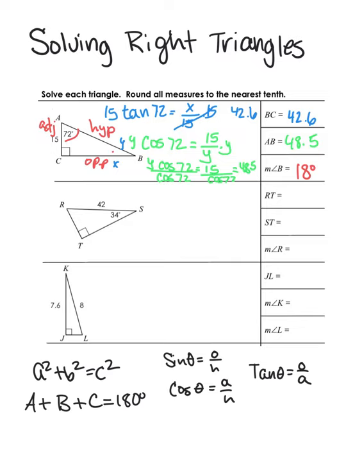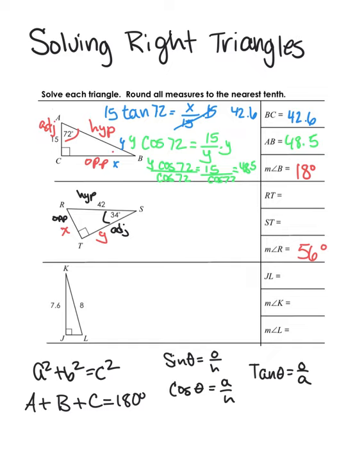Okay, my next problem. Again, the easiest thing for me to find is my missing angle, because the three angles in any triangle add up to 180 degrees. So my two non-right angles add up to 90. They are complementary angles. So my missing angle, 90 minus 34, is going to be 56 degrees. I'm going to label my other two angles with X and Y. I'm going to label all of my sides based on my 34-degree angle with opposite, adjacent, and hypotenuse.